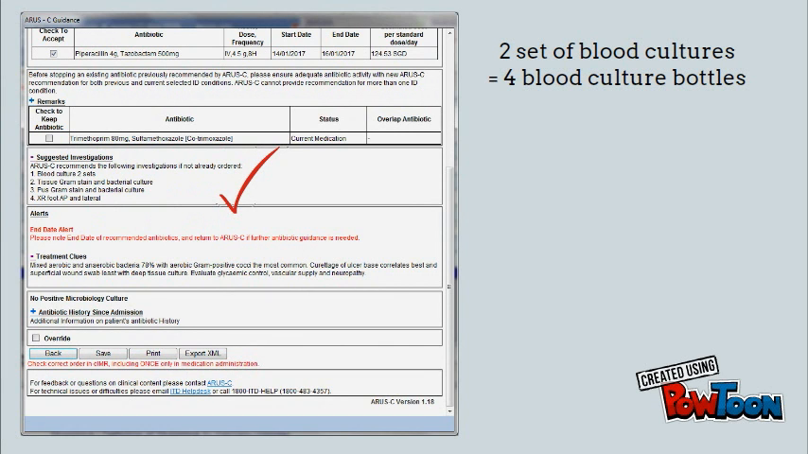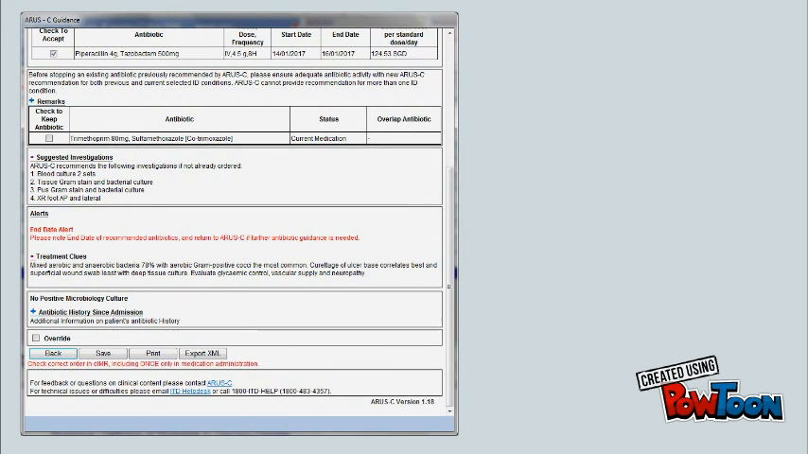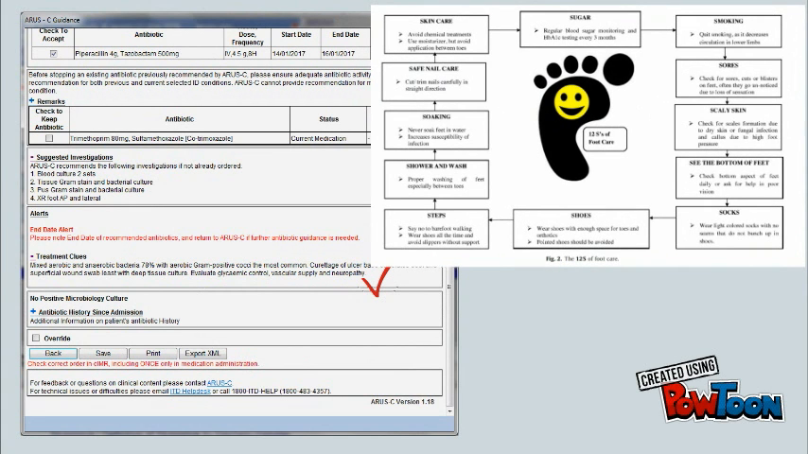Each set of blood cultures consists of one aerobic bottle and one anaerobic bottle. The yield increases with the number of sets of blood cultures collected. At least 2 sets are needed. ARUS C also provides further treatment clues such as evaluation of glycemic control, vascular supply and neuropathy, which is important in diabetic foot infection management.